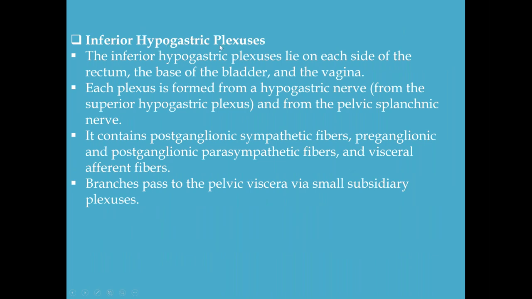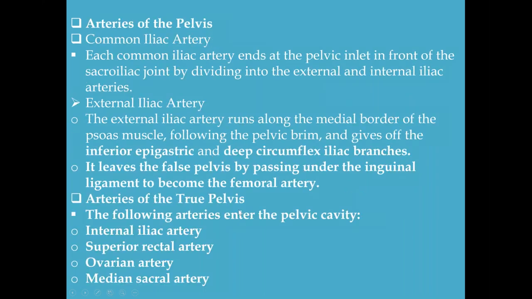Inferior hypogastric plexus. The inferior hypogastric plexus lies on each side of the rectum, the base of the bladder, and the vagina. Each plexus is formed from the hypogastric nerve and from the pelvic splanchnic nerve. It contains both sympathetic fibers, preganglionic and postganglionic parasympathetic fibers, and visceral afferent fibers.